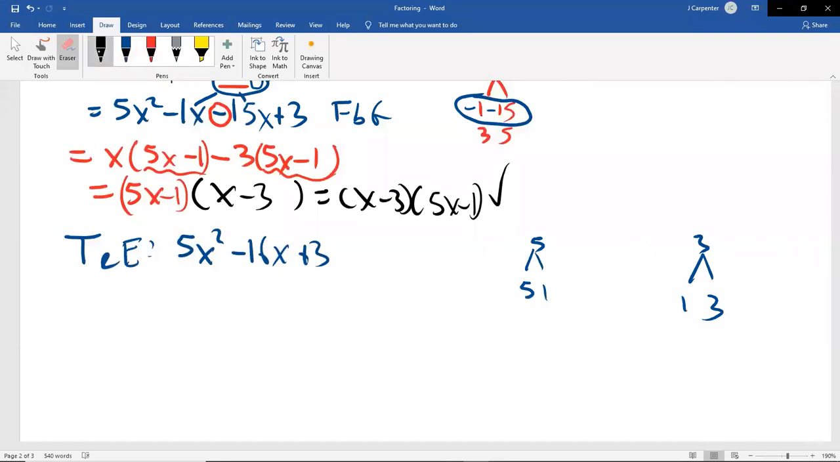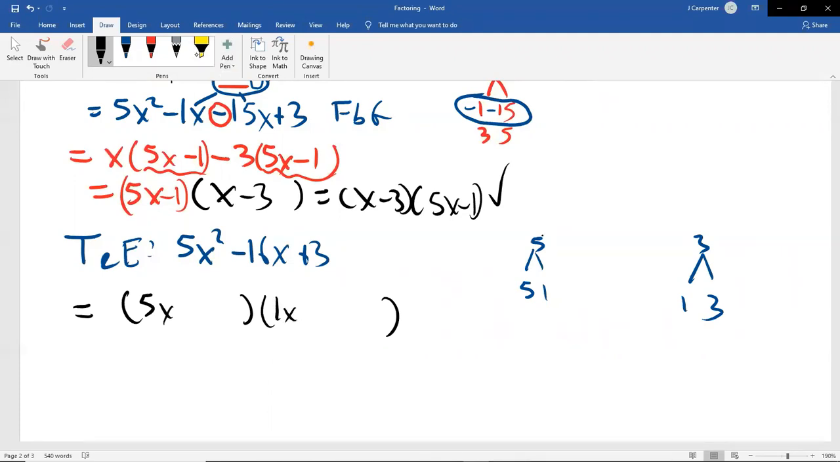And then you're just going to use these numbers in pairs of parentheses. The 5 and the 1 would go with the x in the first slot. The 1 and the 3 would go just to the numbers in the second slot. But you have to swap things around. So it could be 5x times 1x.